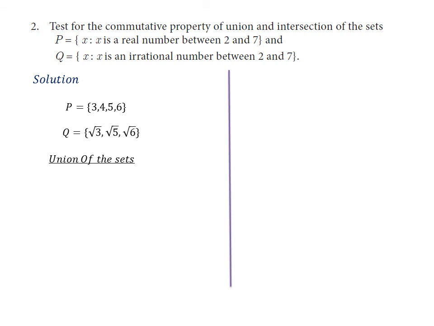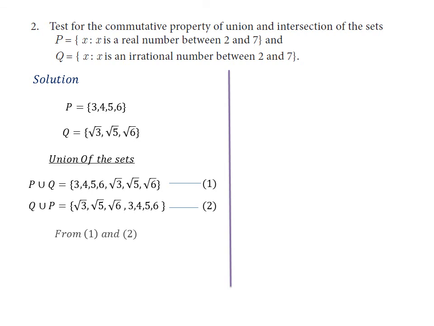They are asking union and also intersection. So first, union of the sets. P union Q, you will get 3, 4, 5, 6, root 3, root 5, root 6. This is equation 1. Next one, Q union P: root 3, root 5, root 6, 3, 4, 5, 6. This is equation 2. So from 1 and 2, P union Q is equal to Q union P. This is the commutative property for union of the sets.